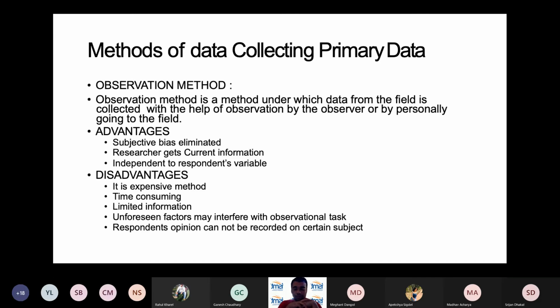So in the observation method, it's just observing the phenomena. There are different ways we can observe the phenomena. So the basic definition: the observation method is a method under which data from the field is collected with the help of observation by the observer, personally going to the field. If you choose the observation method, you are playing the role of observer, and you are viewing or observing the phenomena from some perspective.